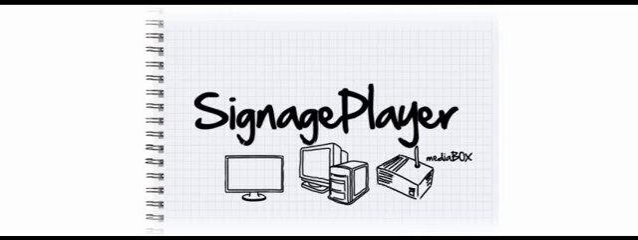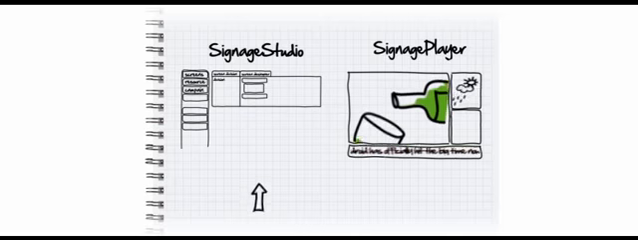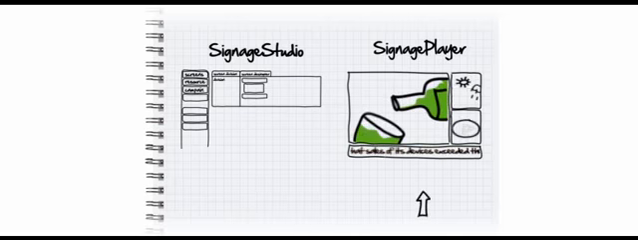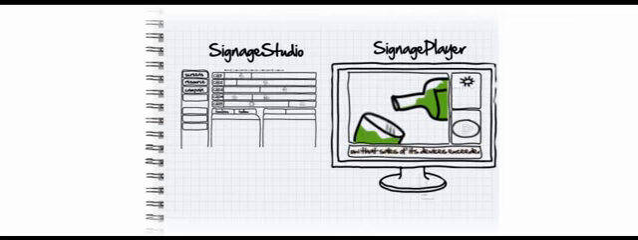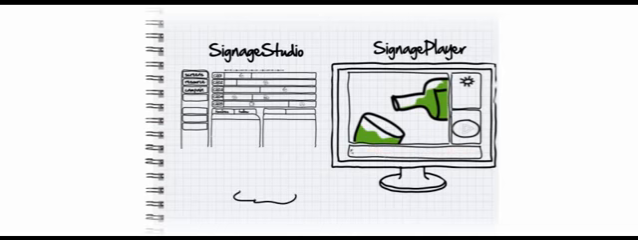Now, your remote players, which are nothing more than just regular computers, like the one you're using right now, are installed with this application called the Signage Player. So we have Signage Studio right here, which is where you build and manage your presentation. And then you have the Signage Player, which plays back the signage presentation. Each Signage Player can be connected to one or more screens using standard video cable, just to any TV.